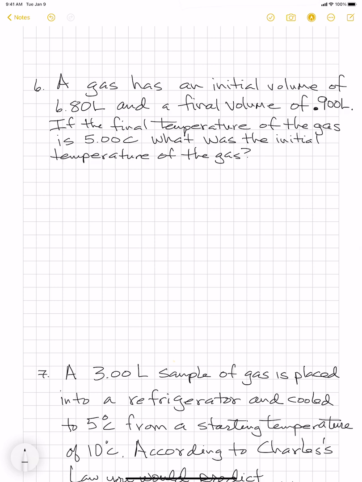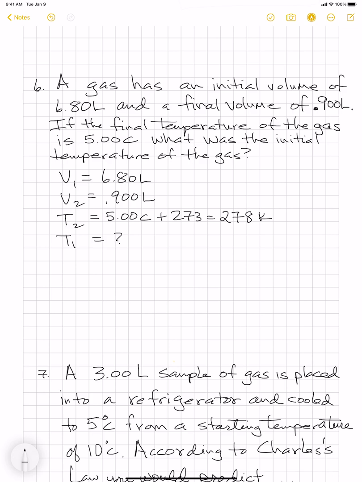All right, let's go to number 6. Okay, so in 6, I see that we have a starting volume, V1, of 6.80 liters, and we have an ending volume of 0.900 liters, and we have an ending temperature of 5 degrees Celsius, which we will immediately change into Kelvin. There it is, 278 Kelvin. And they want to know what was the starting temperature. So that's what you're solving for. So this is a Charles Law problem.